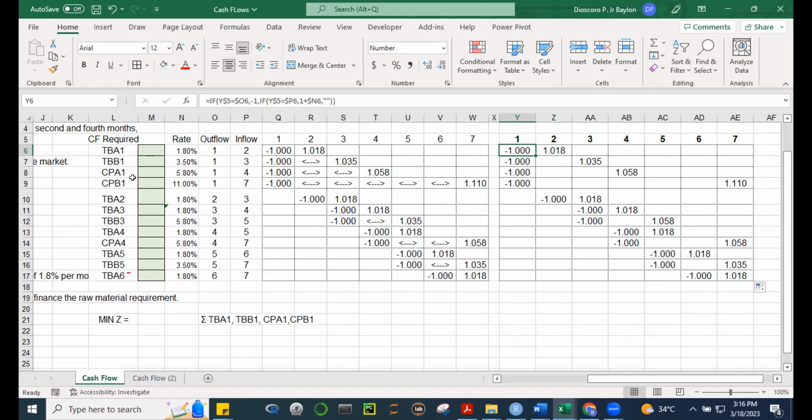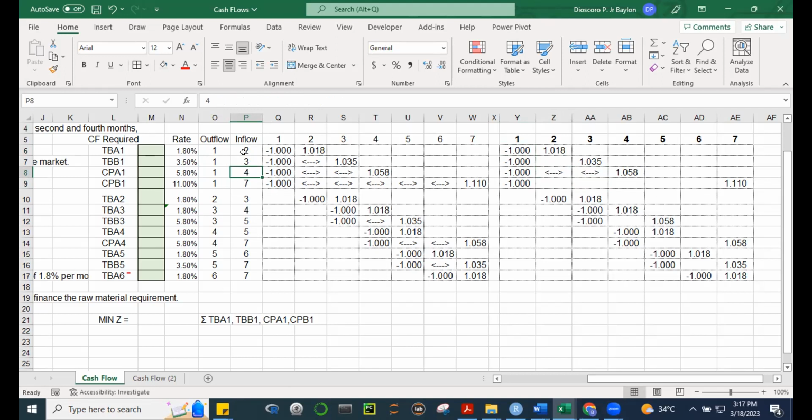So for example, for CPA 1, which is this one, then you should have here this symbol on month 2 and month 3. So we should have this symbol as far as CPA is concerned. Why should we have this? Because what we need to check is the outflow and the inflow, and anything in between will mean that the investment is open.